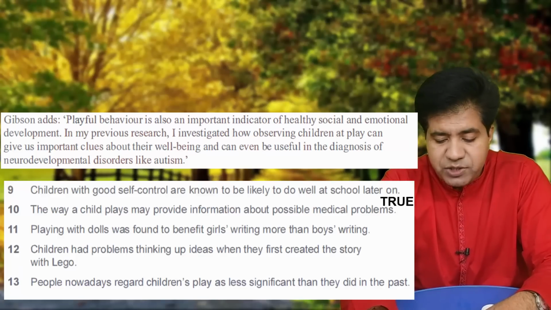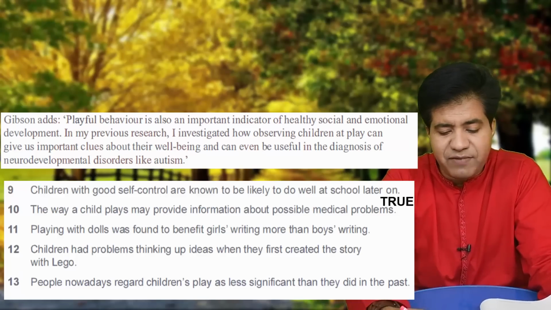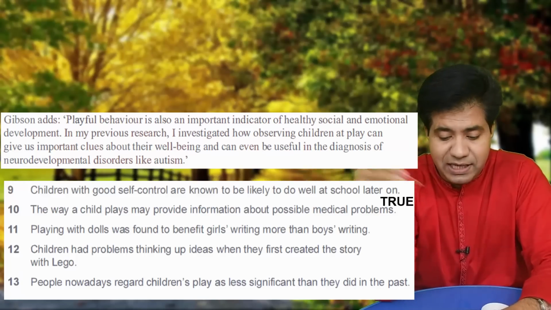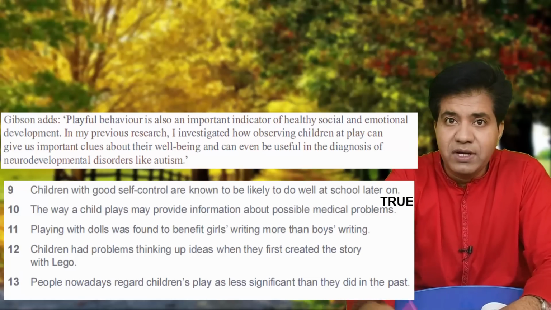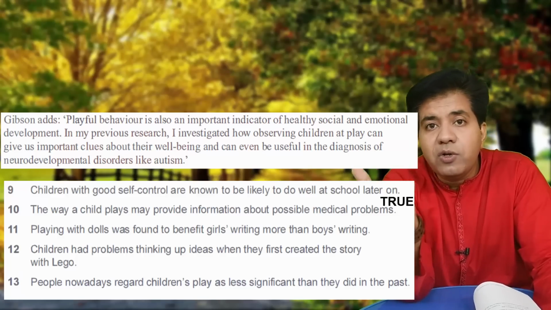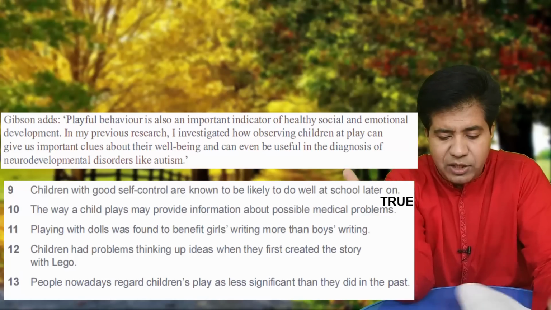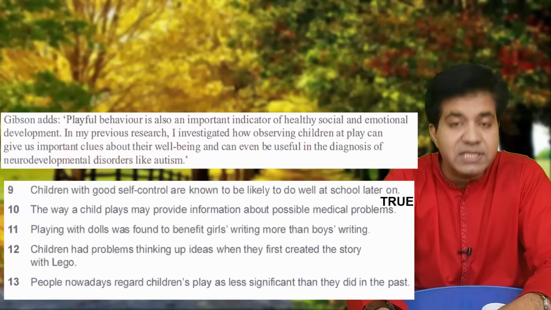Now, how observing children at play can give us important clues about their well-being, and the question is, the way a child plays may provide information about possible medical problems and well-being. They are using the word like that, and can even be useful in the diagnosis of, and for diagnosis they are using the word "provide information about possible medical problems." We diagnose the medical problems, right? So possible medical problems and diagnosis of neurodevelopmental disorders like autism.